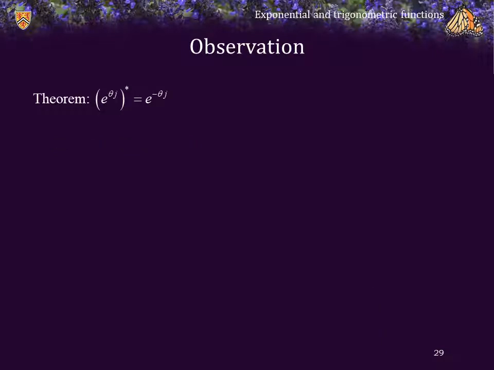Theorem: the conjugate of e to the theta j is just e to the negative theta j. Proof: well, actually, this is a trivial consequence of the previous theorem.